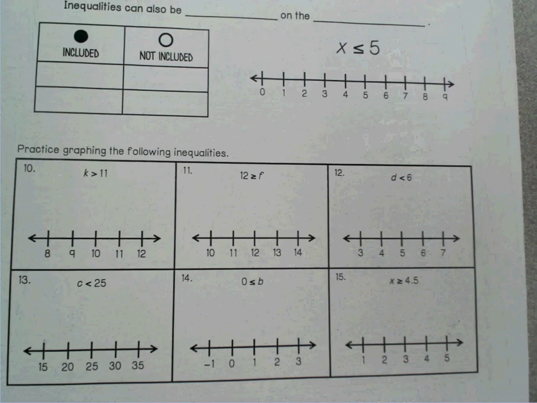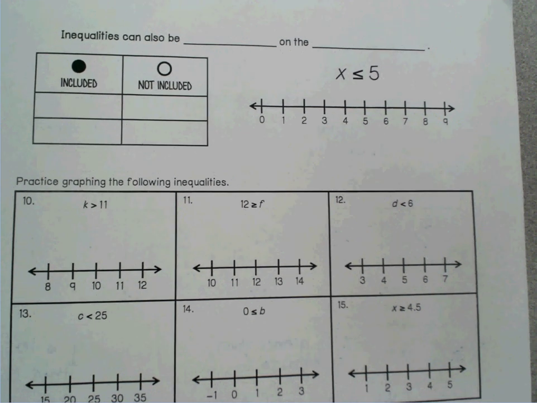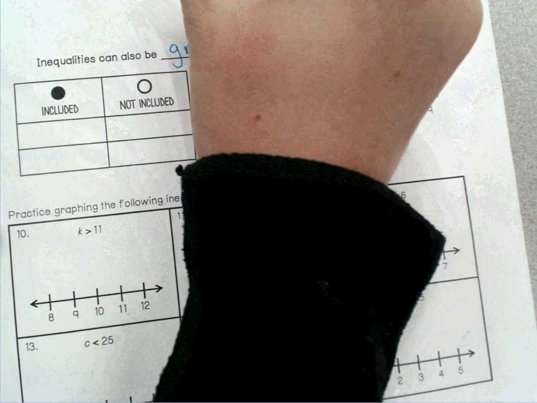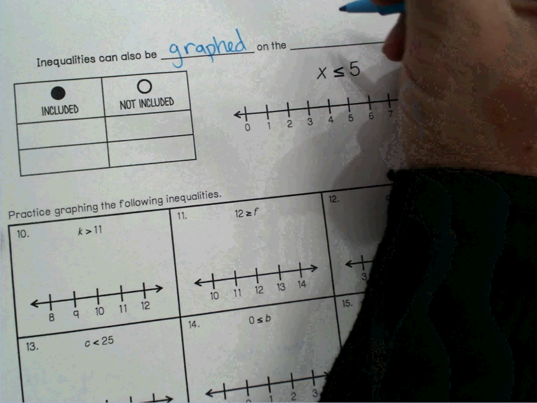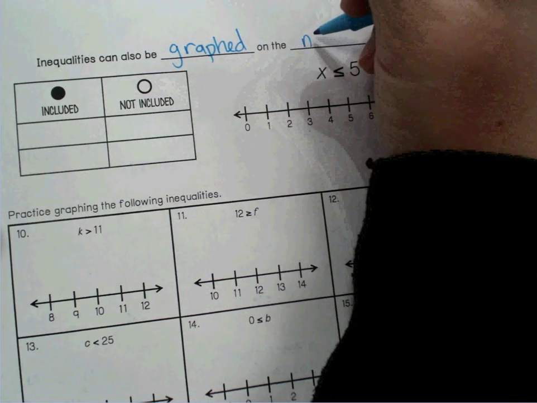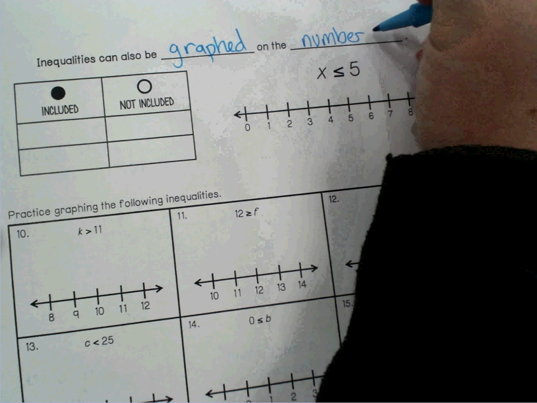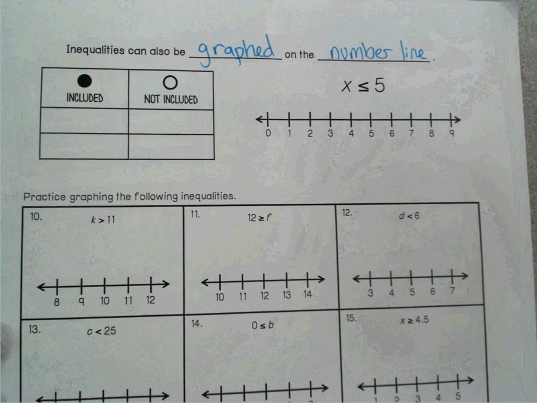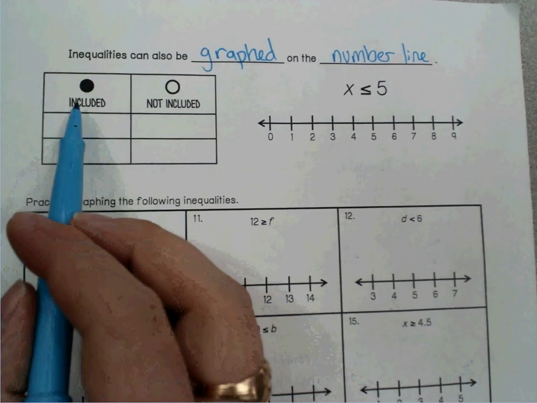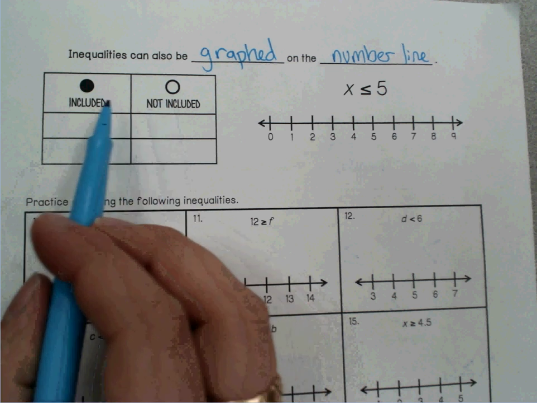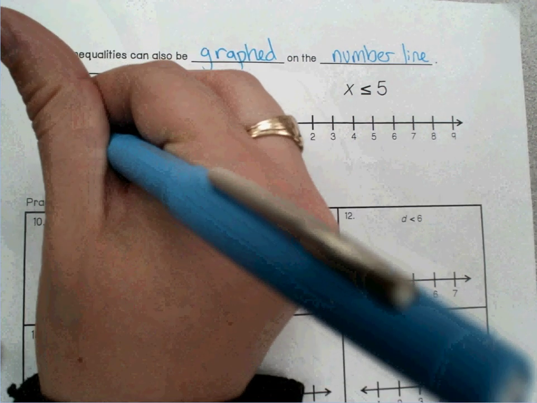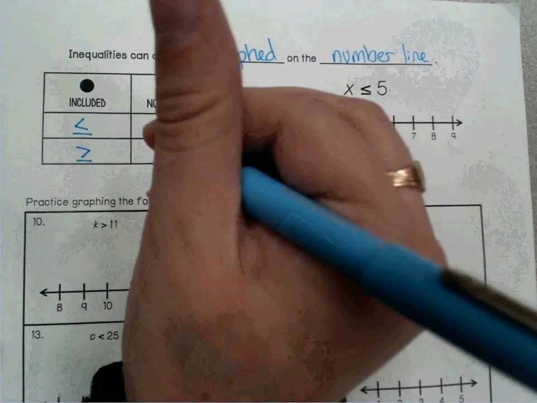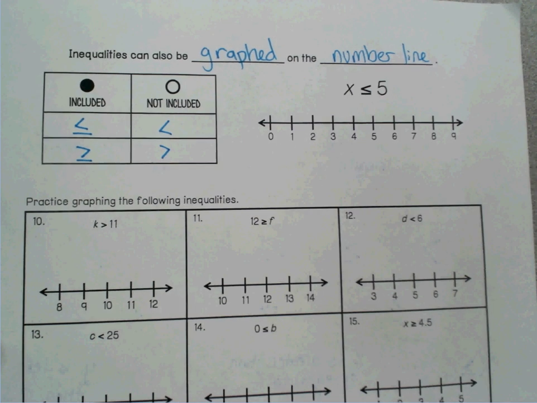So we can just write and say inequalities, but what's important for us to know is that inequalities can also be graphed on a number line. So when we graph these, there's 2 types of dots we have. We have a solid dot and we have an open dot. We use a solid dot when the number is included, so it's less than or equal to and greater than or equal to.